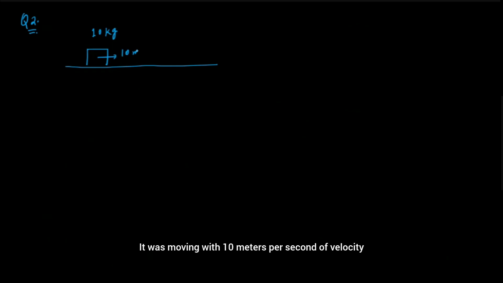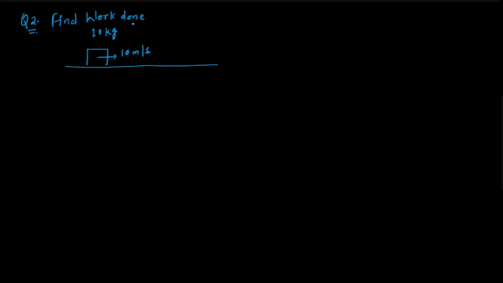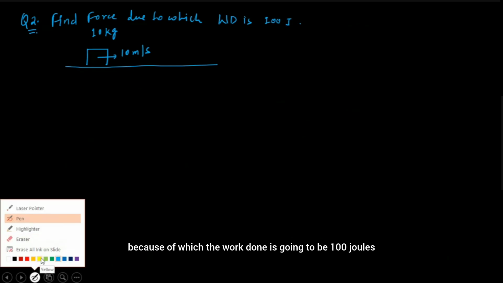So the question is, there is an object of 10 kg of mass. It was moving with 10 meters per second of velocity in the forward direction. The question is, find the force due to which the work done is 100 joules. You have to find out the force because of which the work done is going to be 100 joules.